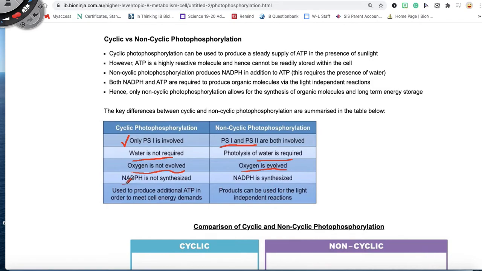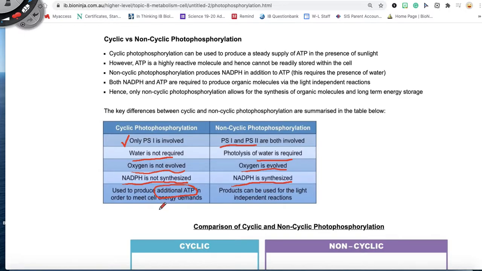In cyclic, NADPH is not synthesized or reduced. In non-cyclic, NADPH is synthesized. And in cyclic, it is used to produce additional ATP in order to meet the cell energy demands. And in non-cyclic, products can be used for the light-independent reactions. So there is enough ATP here to make the products in the light-independent reactions, which is glucose.